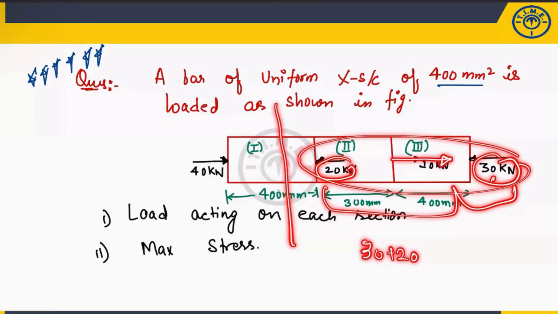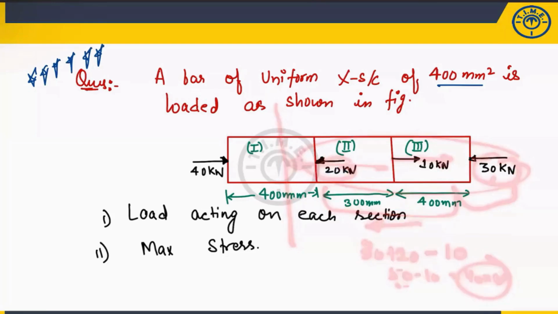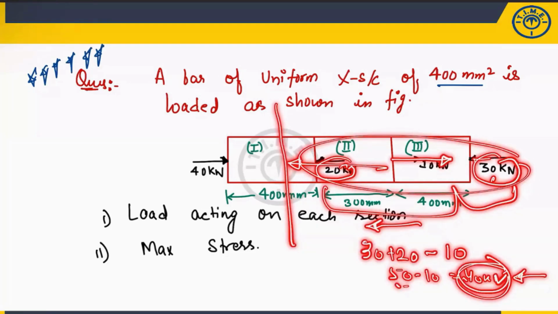Now this force is acting in this direction. That means it will become minus. So this is 50 minus 10 is 40 kilonewton. So same force, 40 kilonewton. How is the direction decided? Because 30 and 20 are in this direction. So the direction will be this one only. So this 40 kilonewton is also acting in this one.